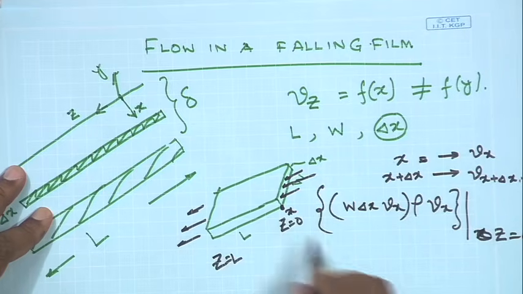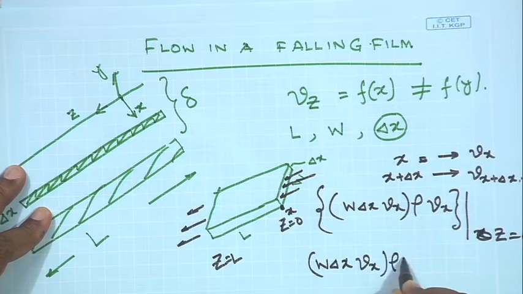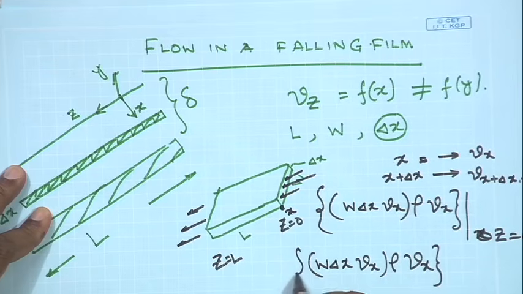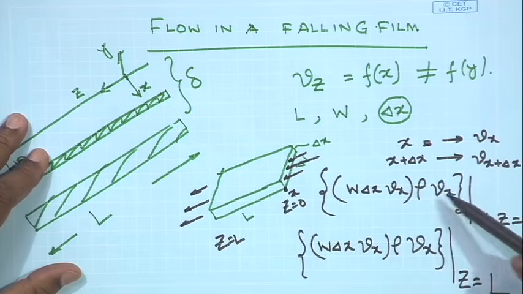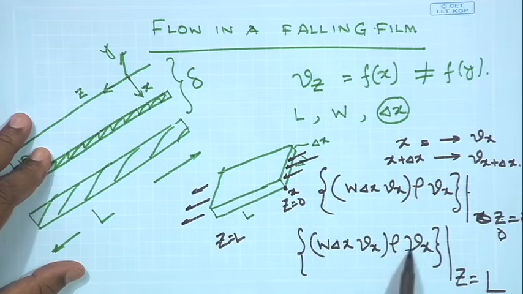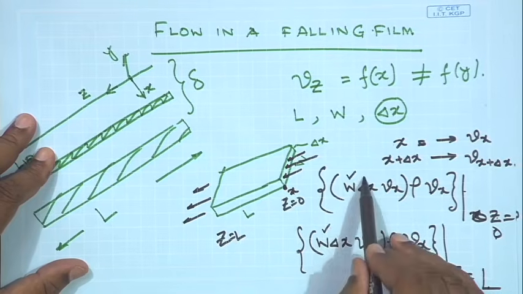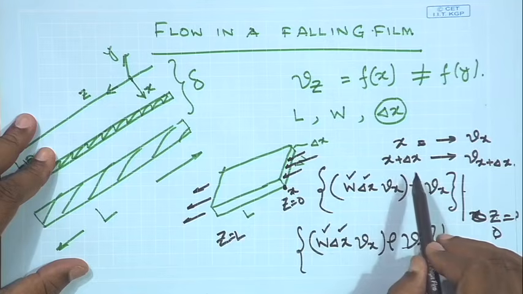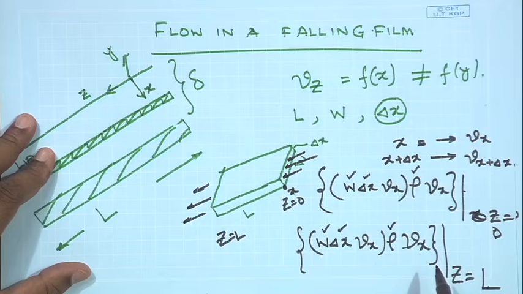What is the one that goes out of it? It is the same times Vx, but it is evaluated at z equals L. So, you see that there is no difference between the momentum that comes in and the momentum that goes out, except these quantities are evaluated at z equals 0, and these quantities are evaluated at z equals L. So, W and all these are constant, and if I assume that it is an incompressible fluid, then the rho at these 2 points are also constant.